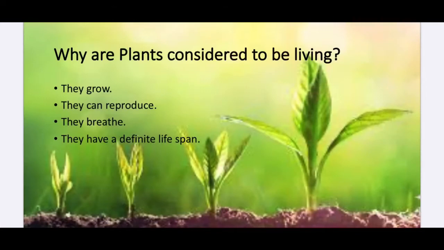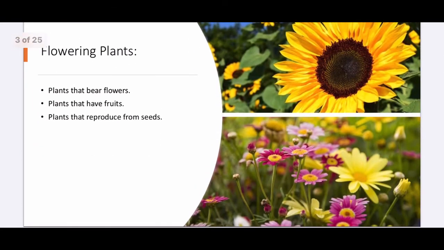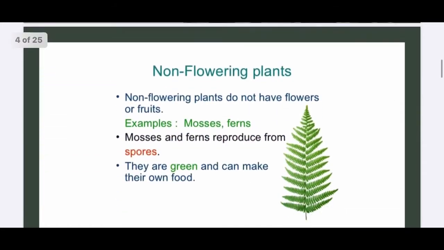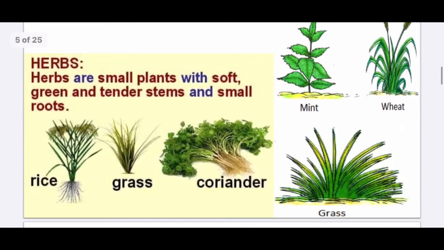Let us take a quick recap of this chapter. Plants are considered to be living because they grow, they can reproduce, they breathe and they have a definite lifespan. Flowering plants bear flowers, they have fruits, they reproduce from seeds. And non-flowering plants do not have flowers, they reproduce from spores.